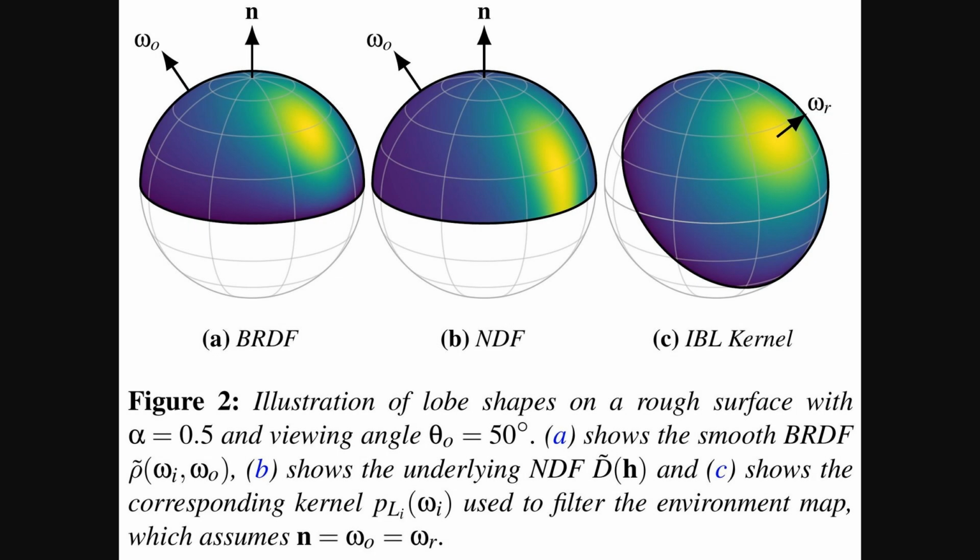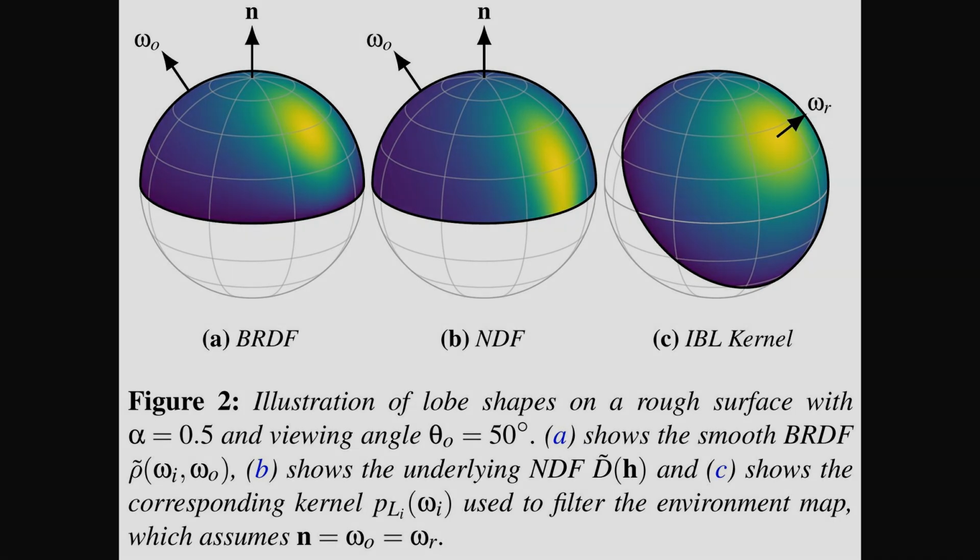So, to understand how they achieve those results, this next figure breaks down the core concepts. We see three spheres representing different aspects of how a rough surface reflects light. First is the bidirectional reflectance distribution function, or BRDF, which is basically a model describing how a surface reflects light. Next is the normal distribution function, or NDF, which maps the orientation of all the tiny, microscopic facets. Finally, we see the image-based lighting kernel. This kernel is their clever approximation, which simplifies the complex bidirectional reflectance distribution function into a single filter to make the process fast.